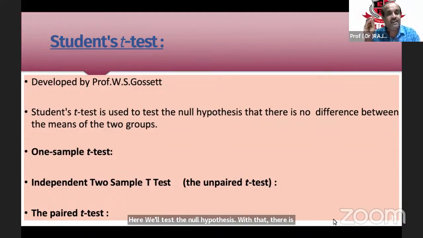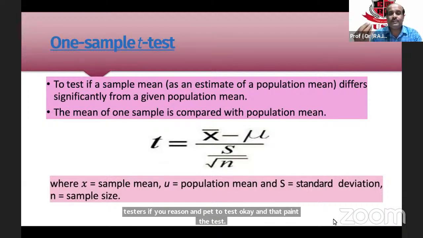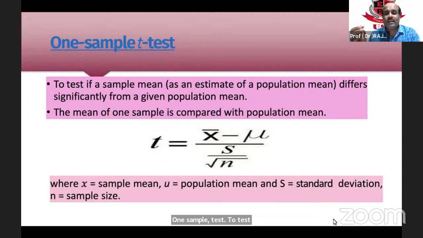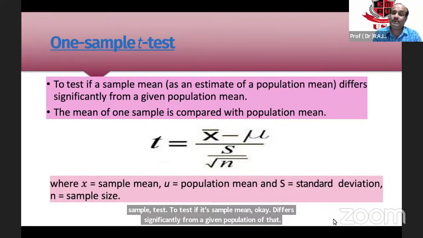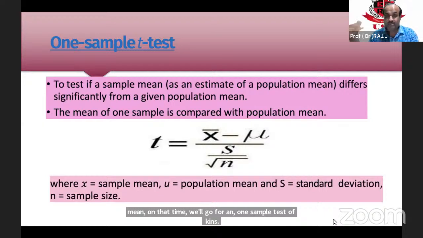Okay, this is one of the criteria and assumptions we will include. Then we will move forward to solving it. It may be a one sample t-test, an independent two sample t-test if it is an unpaired test, or a paired t-test. A one sample t-test tests whether its sample mean differs significantly from a given population mean. On that occasion, we will go for a one sample t-test. The mean of one sample is compared with the population mean.